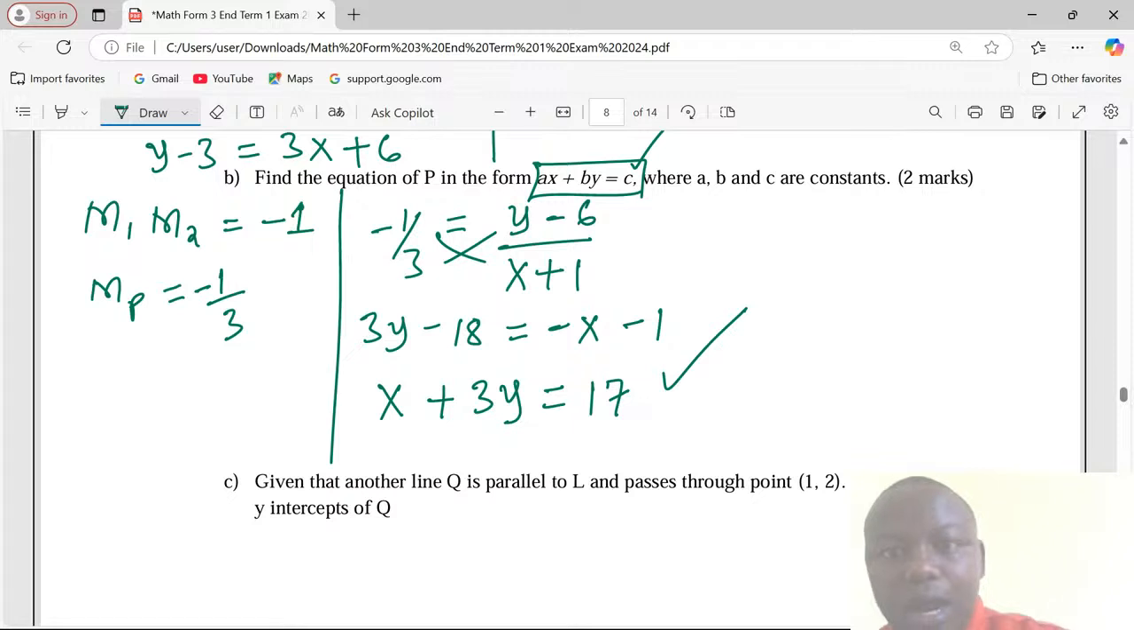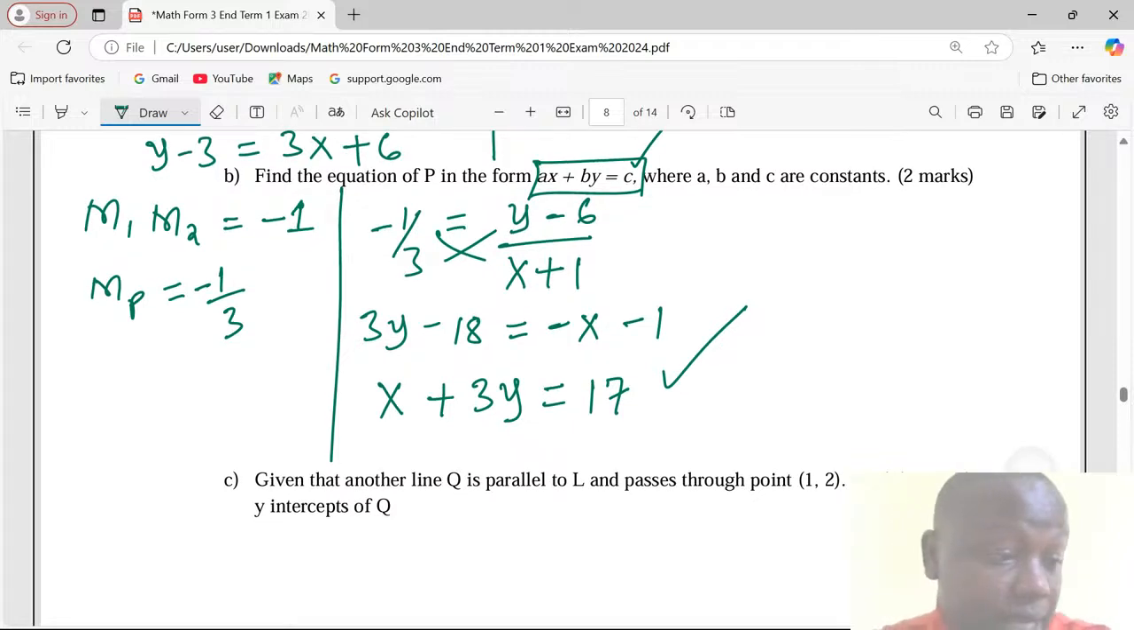So that is how we are supposed to work out the second part.